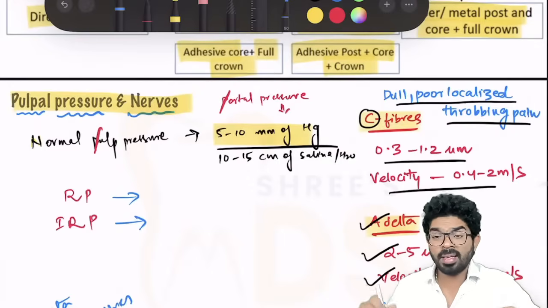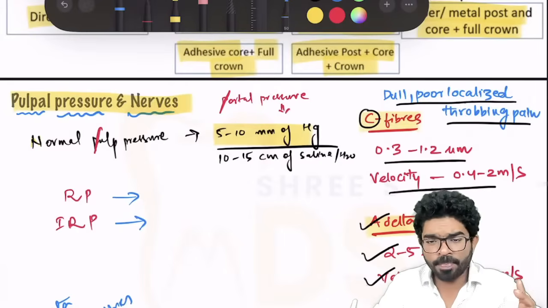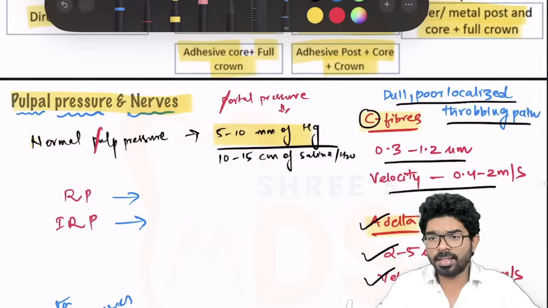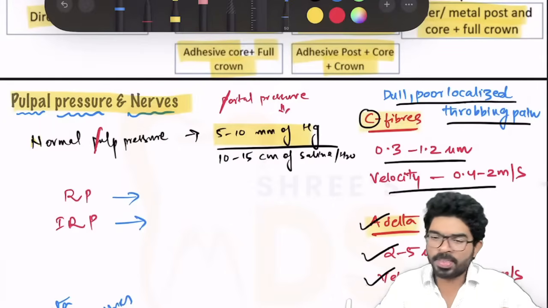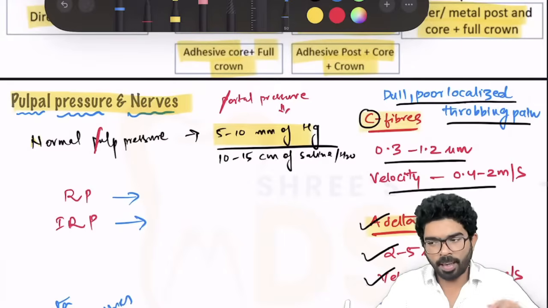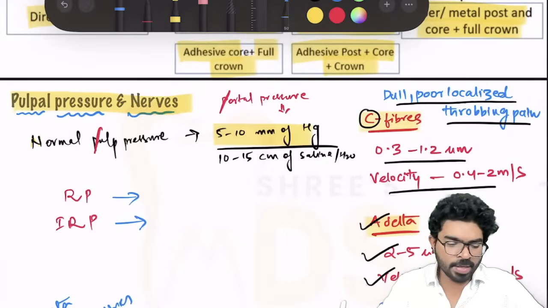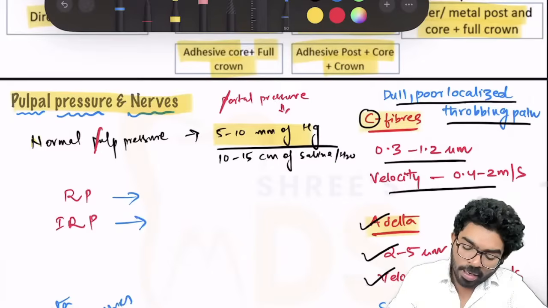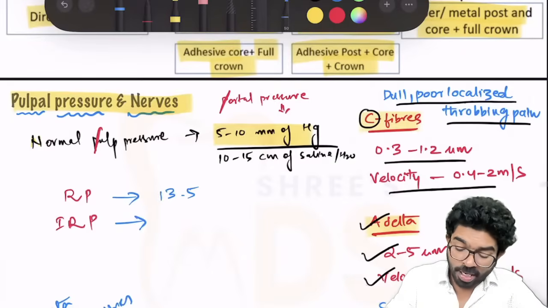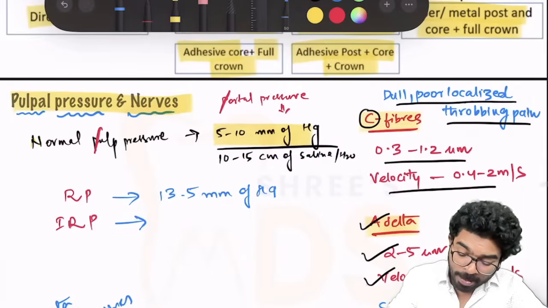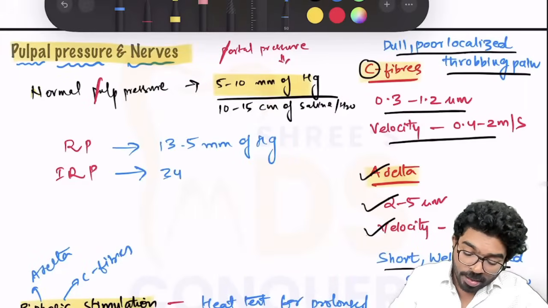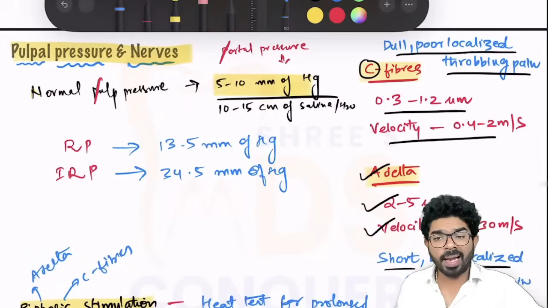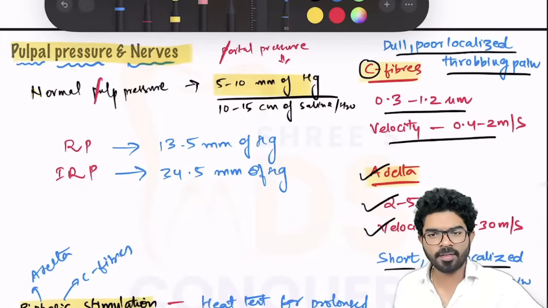That is the diagnosis: a tingling-like sensation or sharp pain which subsides immediately after removal of the stimulus. Pain which does not subside and extends over a period of 10 to 15 seconds is called irreversible pulpitis. For reversible pulpitis, the answer is 13.5 millimeters of Hg, whereas for irreversible pulpitis, the answer is 34.5 millimeters of Hg. These are values which are again very frequently repeated areas of NEET and INICET.